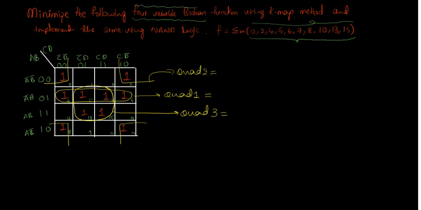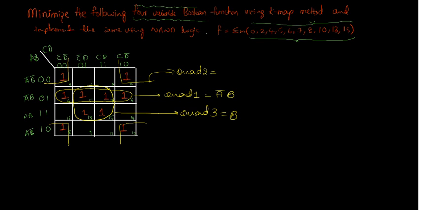So now, let us write the terms of the quads. First we will start with quad 1. Quad 1 is covering all the columns, so you need not write the CD term. Just look at the rows, that is A bar B. Now quad 3 is covering 2 rows and 2 columns. The 2 rows are A bar B and AB, out of which A bar and A, that means A variable is varying, B is fixed in normal form. So you can write B.